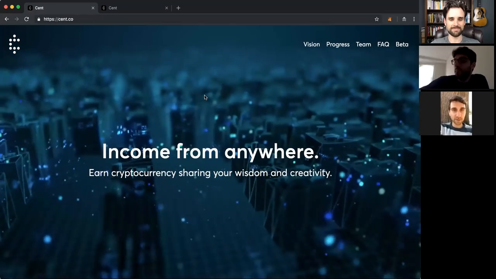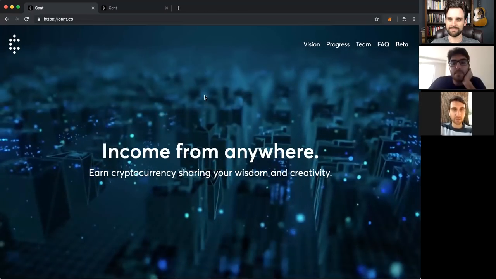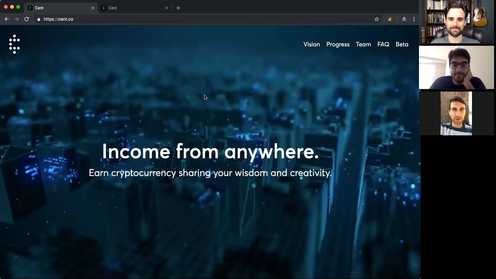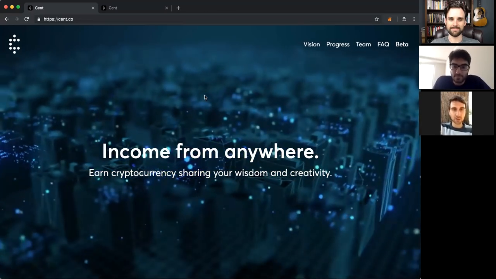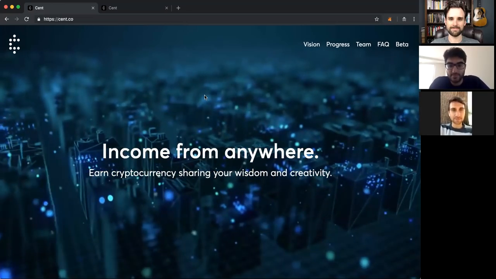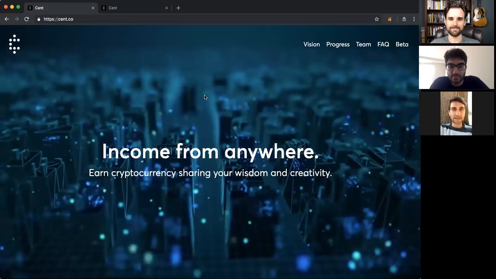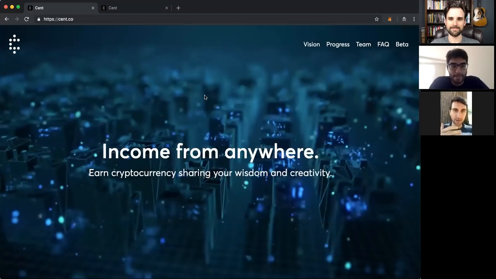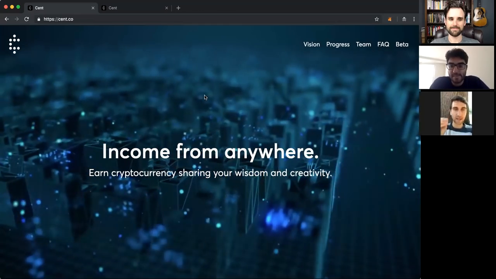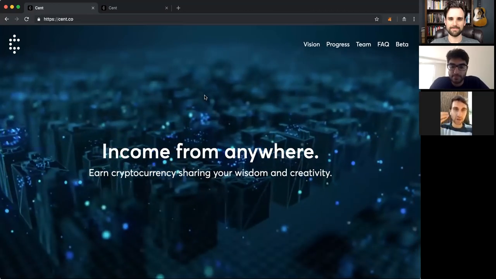Cent's currently one of the most used dApps out there right now, and for a lot of people, it represents one of the first real use cases of what a dApp can do in terms of the new type of functionality that can exist once you start programming on blockchains. Essentially what it is, it's a new type of network that allows people to earn income from anywhere by sharing their, we say, creativity and wisdom.